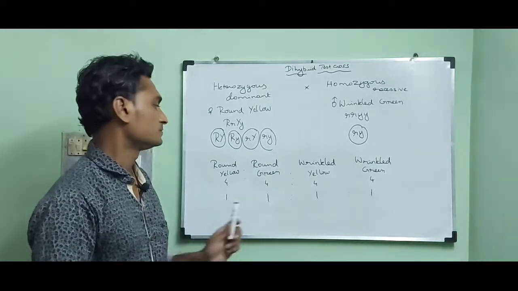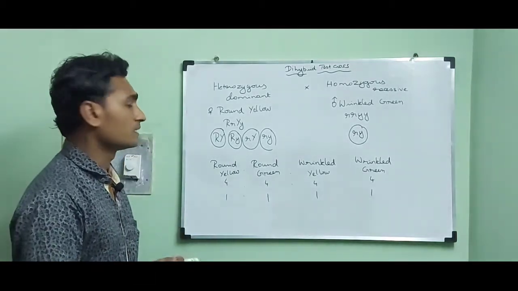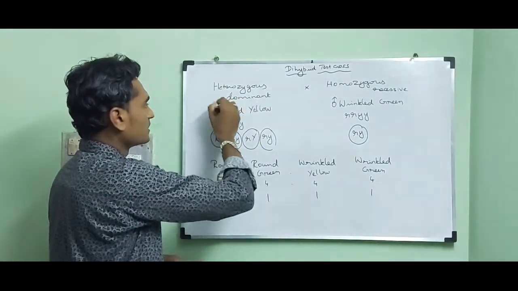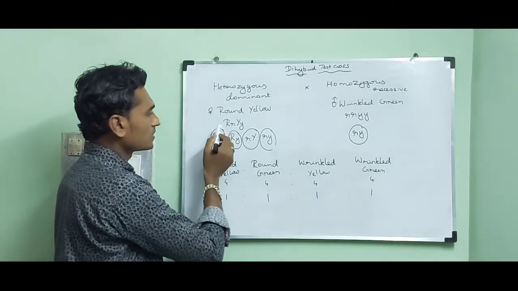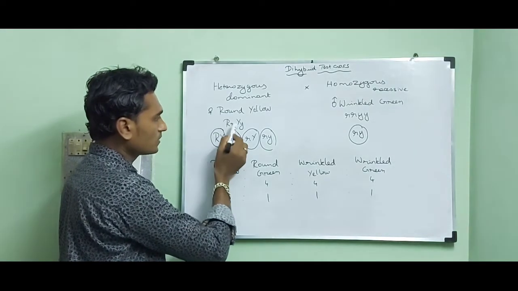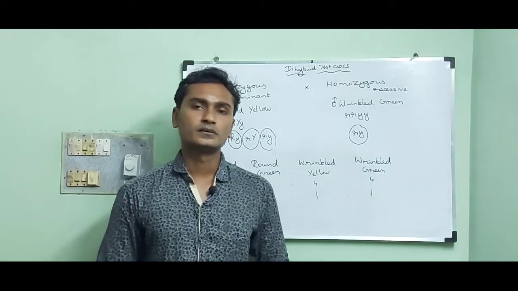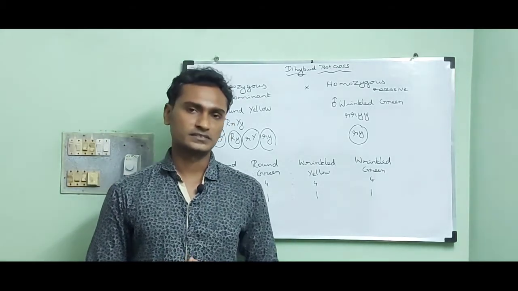By this ratio, we can predict the genotype of the heterozygous dominant parent. That is, the genotype is capital R, capital R... capital R, capital Y, small y. That's all about the dihybrid test cross.